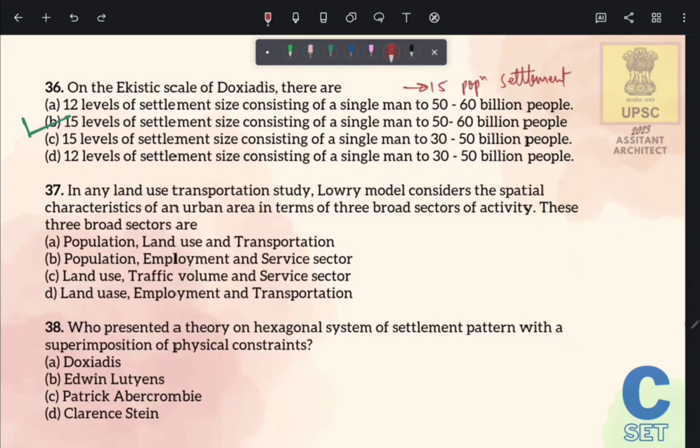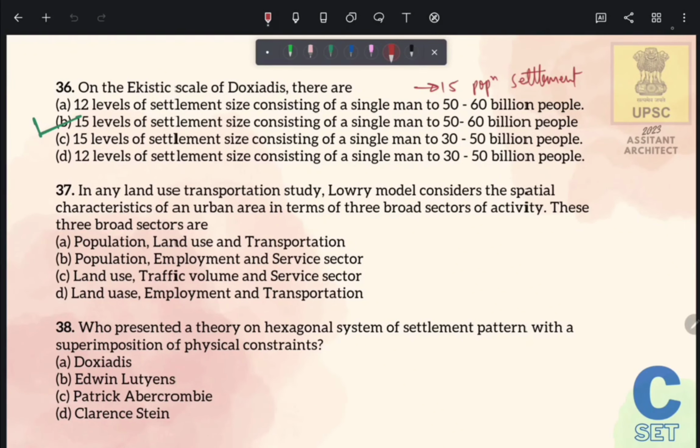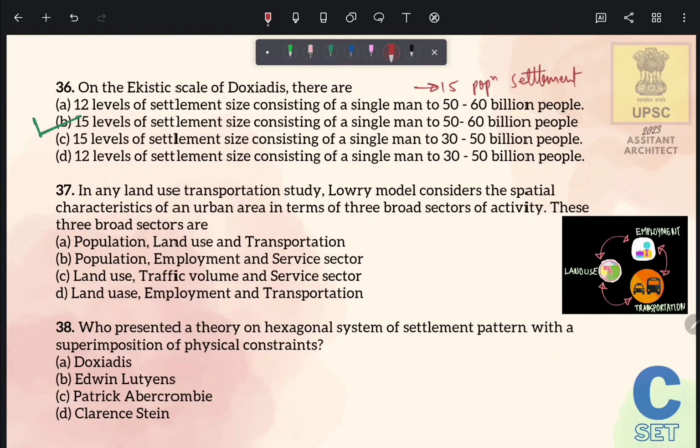In any land use transportation study, the Lowry model considers the spatial characteristics of an urban area in terms of 3 broad sectors of activity. These 3 broad sectors are, so as per Lowry's model, 3 broad categories are land use, employment and transportation. Therefore the correct answer is option number D.